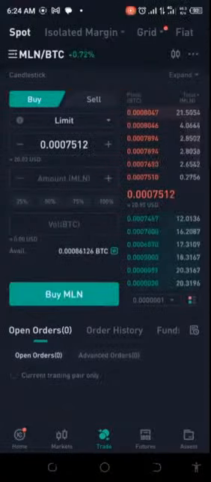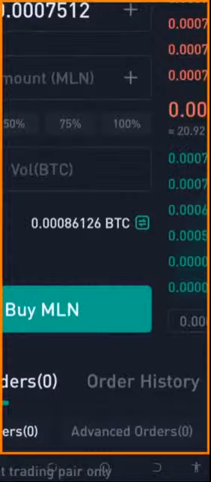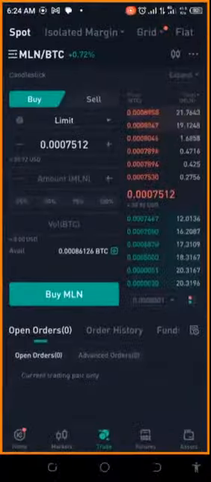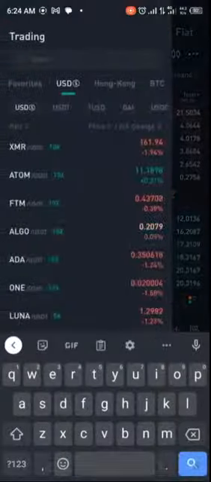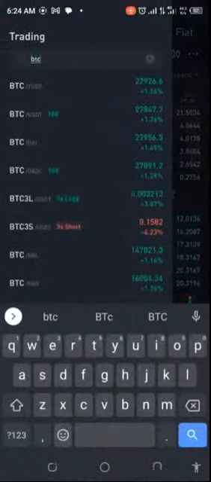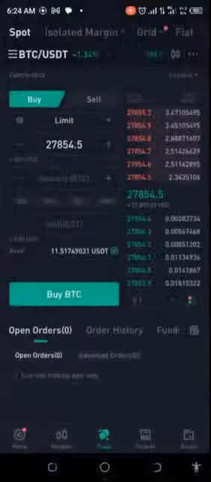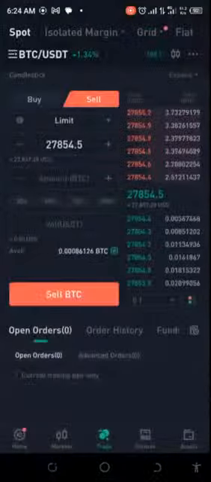All right, so I'm back. And right now we have sold the MLN to BTC. So how much do we have? We've gotten now 0.0086126. So let's quickly go over to BTC and change that to see how much we can get. All right. So we're going to have to sell. Right. So let's see what we have.